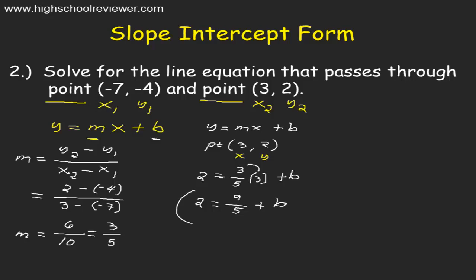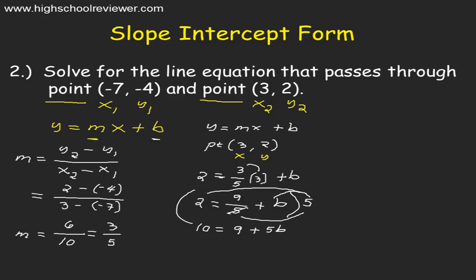Okay, so we need to cancel out the denominator. To do that, we are going to multiply both sides of the equation by 5. So 2 times 5 is positive 10 equals 9 over 5 times 5. That will be positive 9, since we can cancel out 5 here, since 5 divided by 5 is 1. And then b multiplied by 5, that will be 5b.